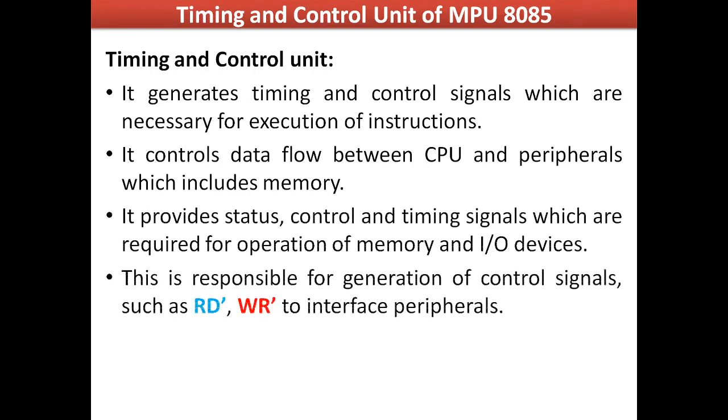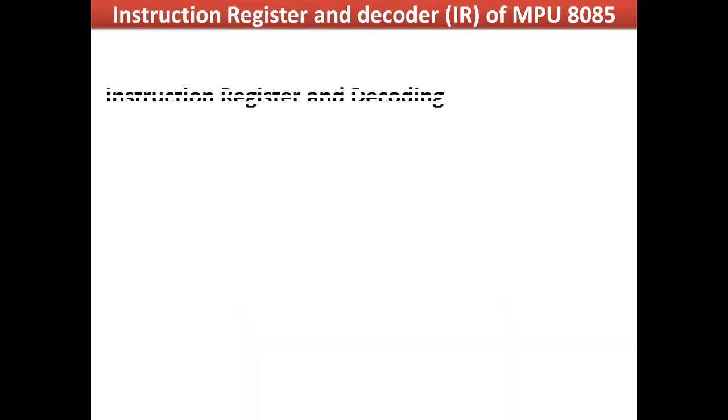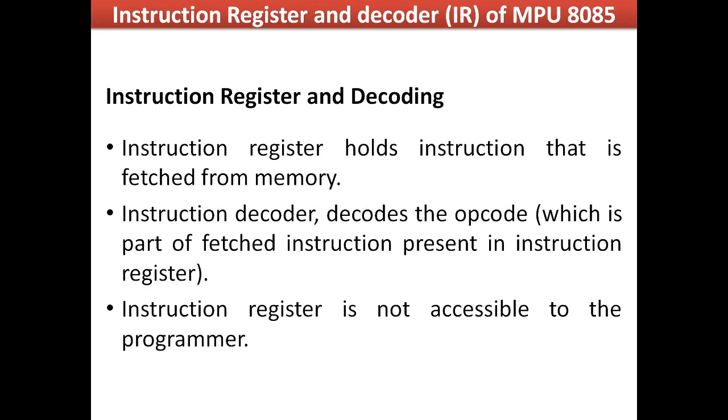It is also responsible for generation of control signals like read and write for interfacing purposes. Instruction register and decoding: the instruction register holds the instruction or the operational code for a finite amount of time so that the decoder can perform its operation. The instruction register is an 8-bit register and it is not accessible by the programmer.